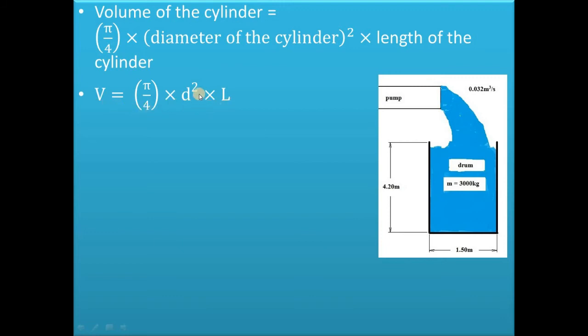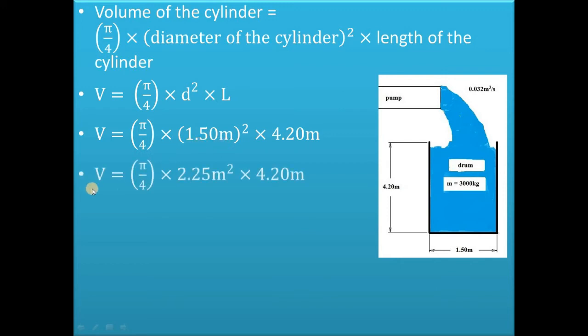So in this formula, we know the value of diameter and length. So just substitute the values. We get V is equal to pi by 4 into 1.50 meter whole square into 4.20 meter. So here 1.50 meter whole square is 2.25 meter square. So the next step will be V is equal to pi by 4 into 2.25 meter square into 4.20 meter.